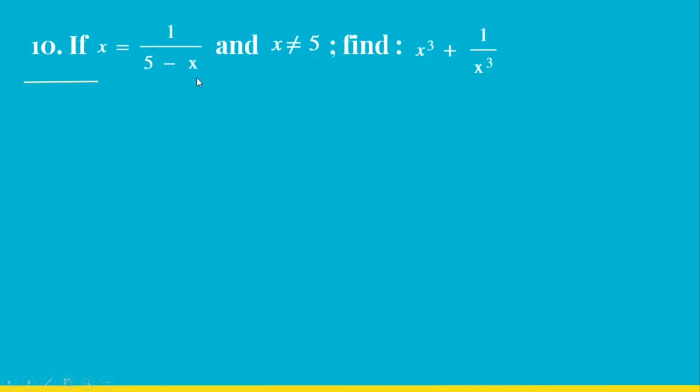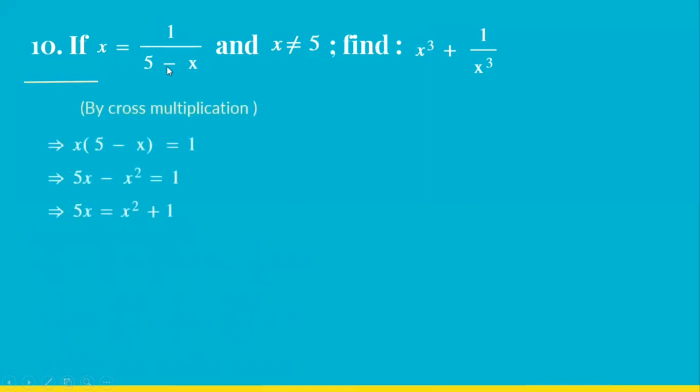Question number 10. If x is equal to 1 upon 5 minus x and x is not equal to 5, find the value of x cube plus 1 upon x cube. Look at what is being asked and what is being given. Again, we cross multiply, and we get x in bracket 5 minus x is equal to 1. X multiplied by 5 is 5x. X into minus x is minus x square, which is equal to 1. So this minus x square goes to the other side and becomes positive x square. So 5x is equal to x square plus 1.